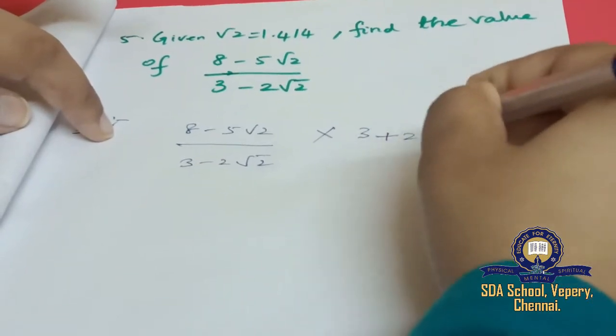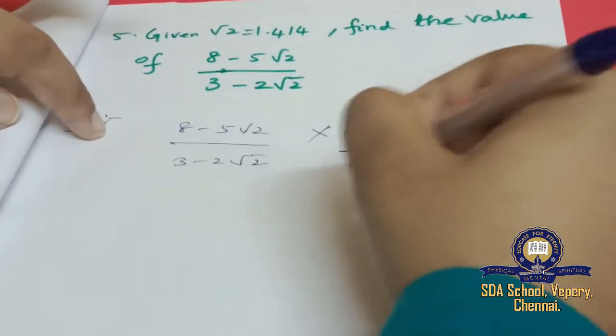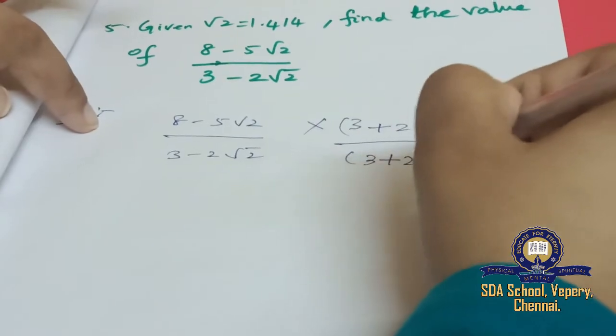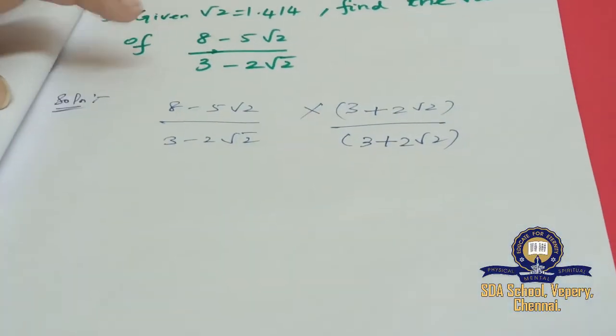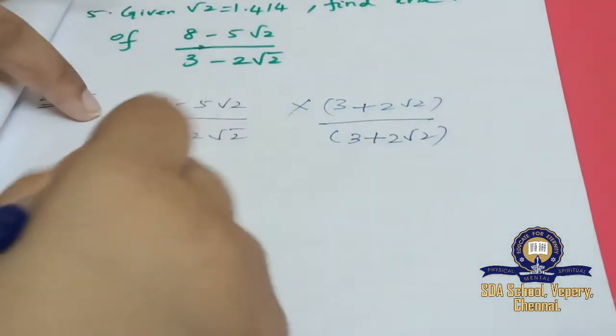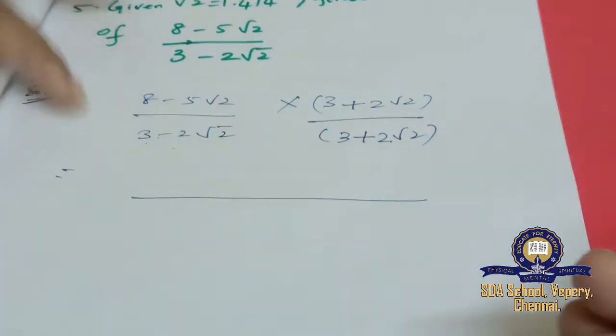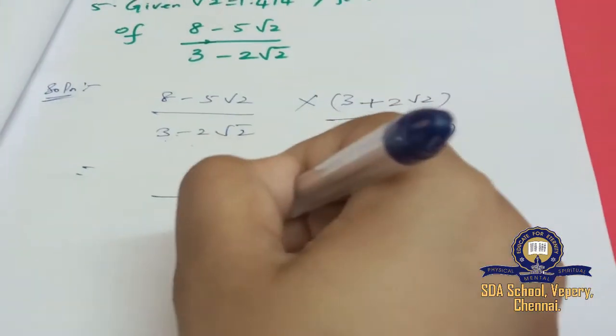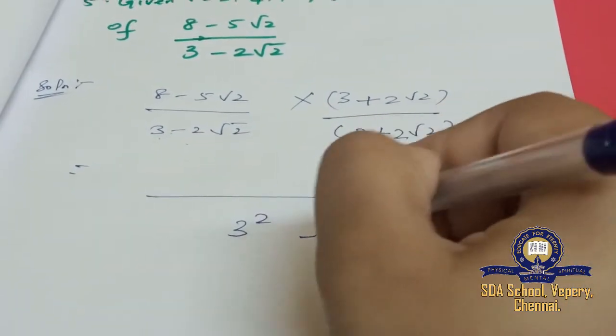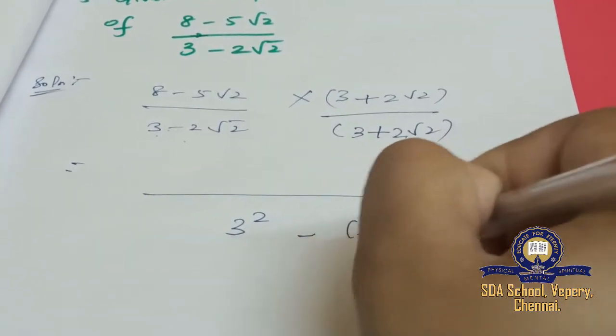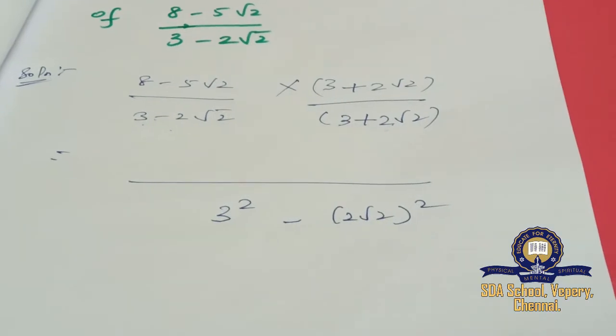3 plus 2 root 2 divided by 3 plus 2 root 2. Yes students, this is how I'll do it. Now what will I do? I will use the a minus b, a plus b identity. What will I get? a square, that is 3 square, minus b square, that is 2 root 2 the whole square. Yes, understood till here, right?